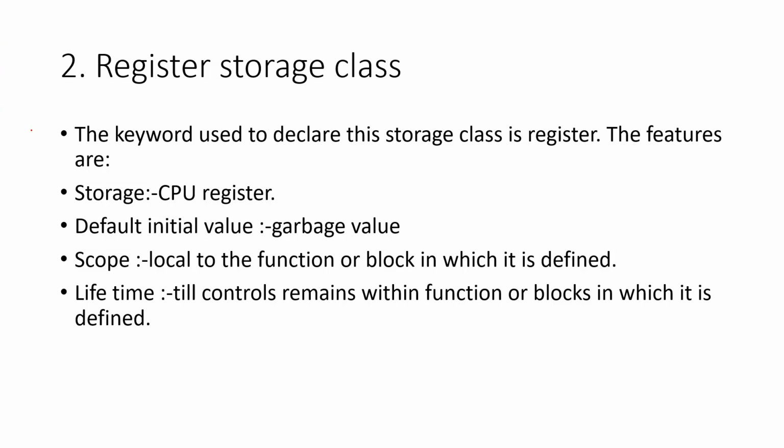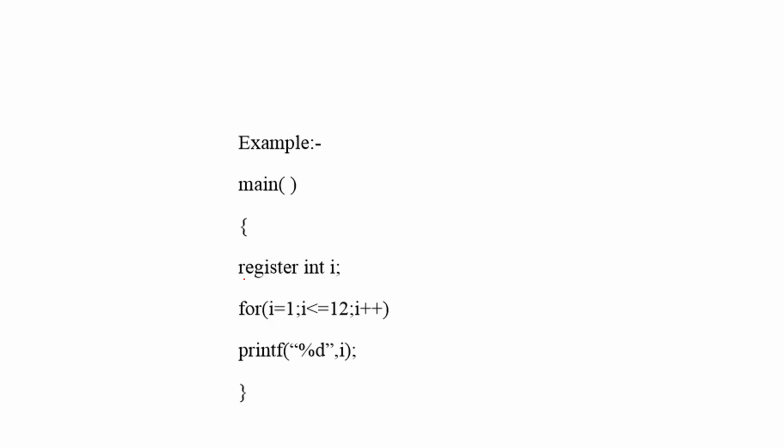Register storage class: the keyword used to declare the register class is register, and the storage is a CPU register located in the ALU. The default initial value is a garbage value. Scope is local to the function or block in which it is defined. Lifetime is controlled by the function in which it is defined, like register int i, where i is equal to 1, i is smaller than 2, and print i.